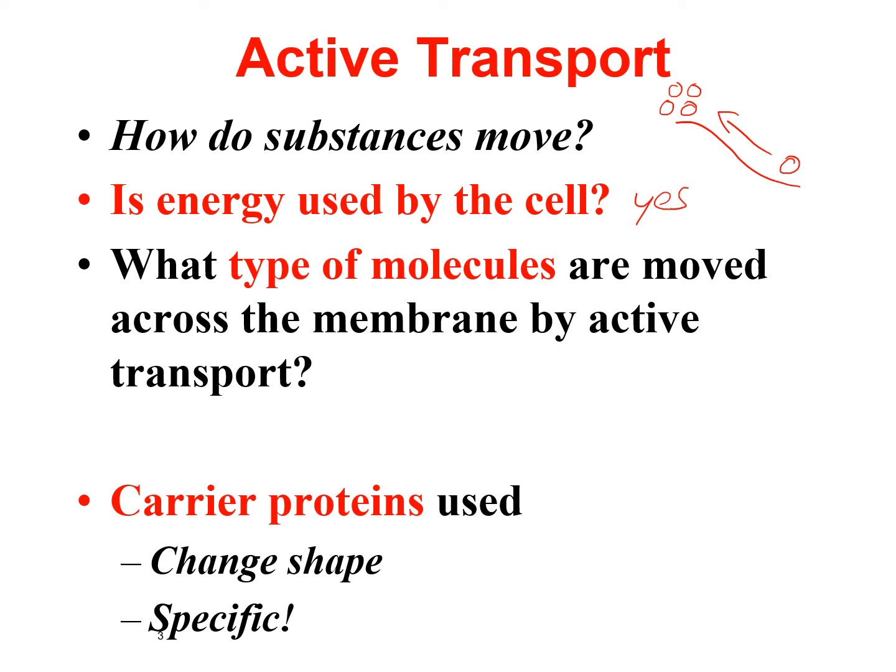The type of molecules that are going to be moved across the membrane by active transport, we are going to be using a carrier protein, also called a pump. And because we're using a transport protein, we're going to be transporting things that are hydrophilic across the membrane. And these would be your larger polar molecules. So for example, glucose or amino acids, and then also ions would also be moved by active transport.